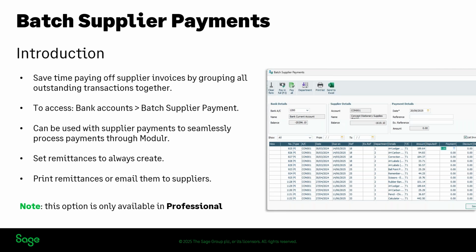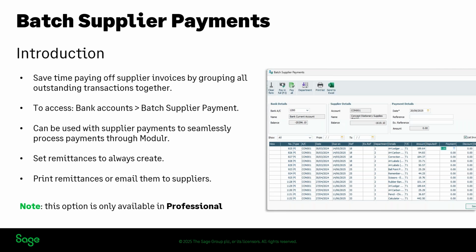If you're not familiar with the supplier payments add-on, essentially it replaces e-banking. If that's something that you're familiar with, then it can automate or replace that manual option. Remittances can also be set to send automatically, and you can also print and email those to suppliers.